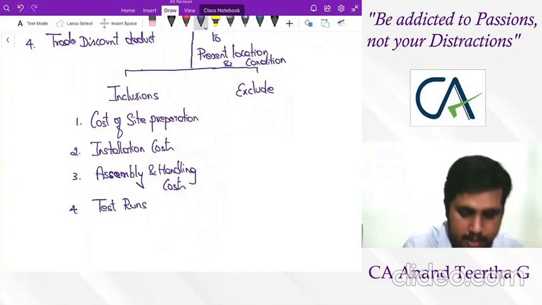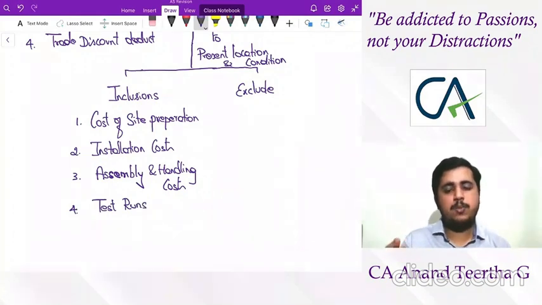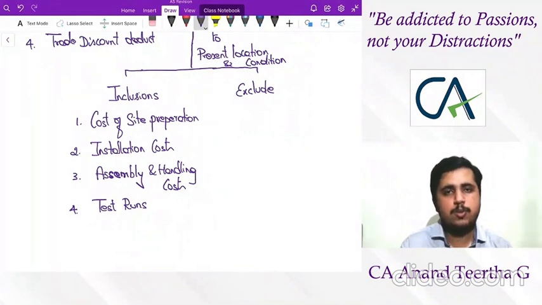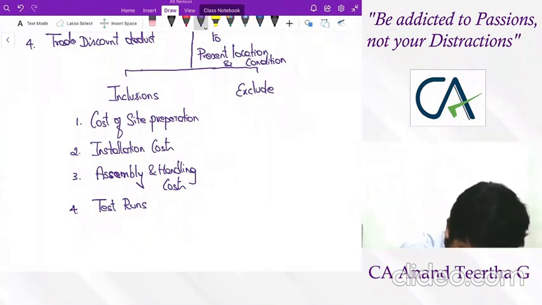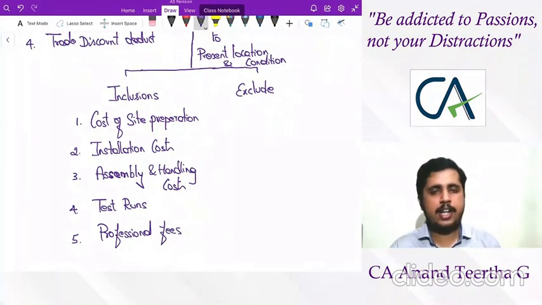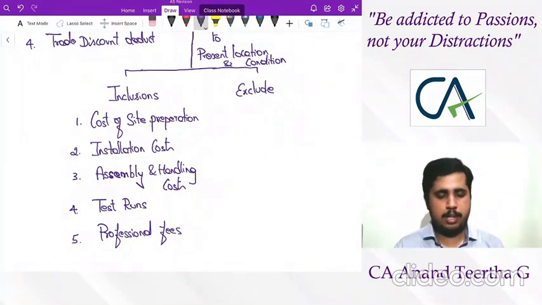Just to see whether the PPE is within the permissible requirement, whether it is within the management specification or not, we have to check it once. Whenever you check, we call it test runs. Any cost incurred on that is allowed, to check whether it is within our specification or not. Fifth, if there are any professional fees you are going to pay for it, even that is also a directly attributable cost. So these are certain inclusions we find under directly attributable cost.